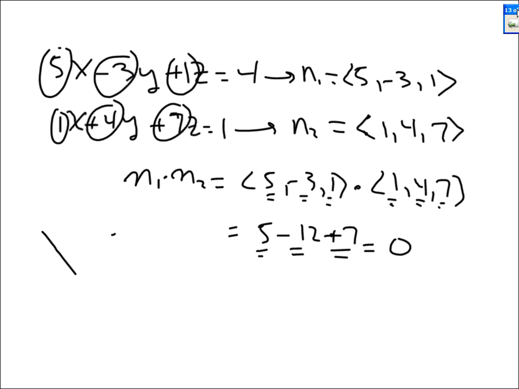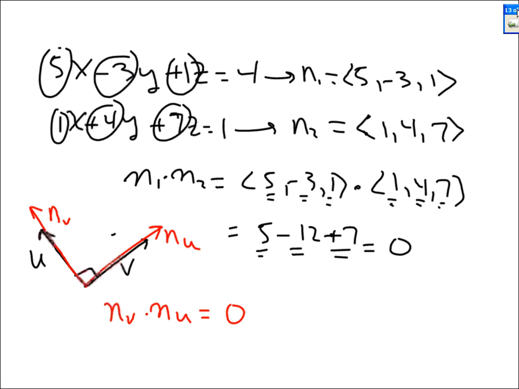Now, if you think about it, this line and this line meet at a right angle. Call them U and V. What's normal to V? Call that N sub V. What's normal to U? Call it N sub U. N sub V dot N sub U, they meet at right angles, they're orthogonal, so you get 0. If two vectors are orthogonal, then the normals will be orthogonal. Okay, so the two planes on the very top on the left are orthogonal.